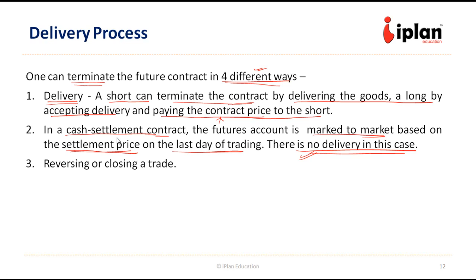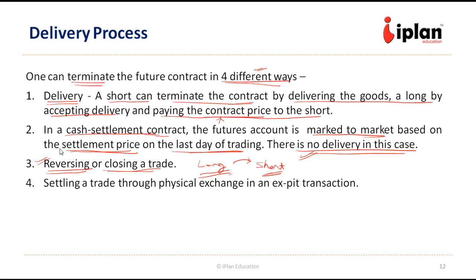Then there could be a third delivery process, which is reversing or closing a trade. Suppose somebody has taken a long position earlier in a particular contract. If a short position has been taken after a few days in the same underlying, same contract, then clearinghouse will close the trade. So it will be reversed.